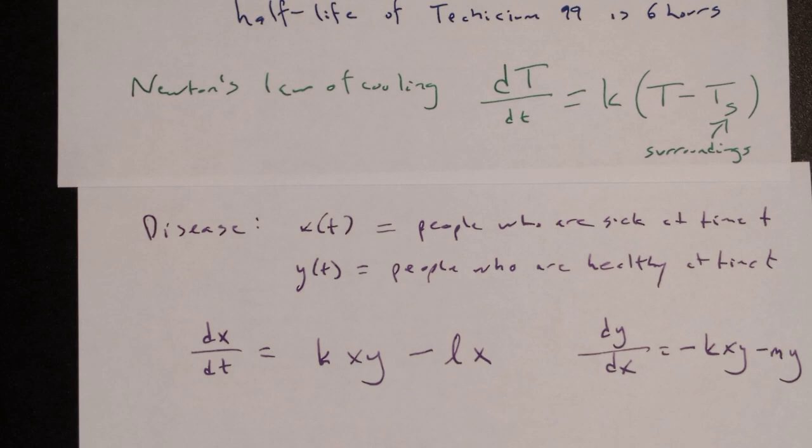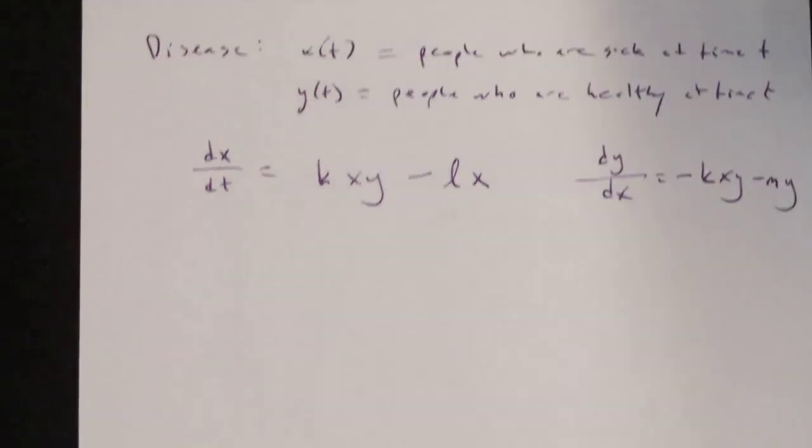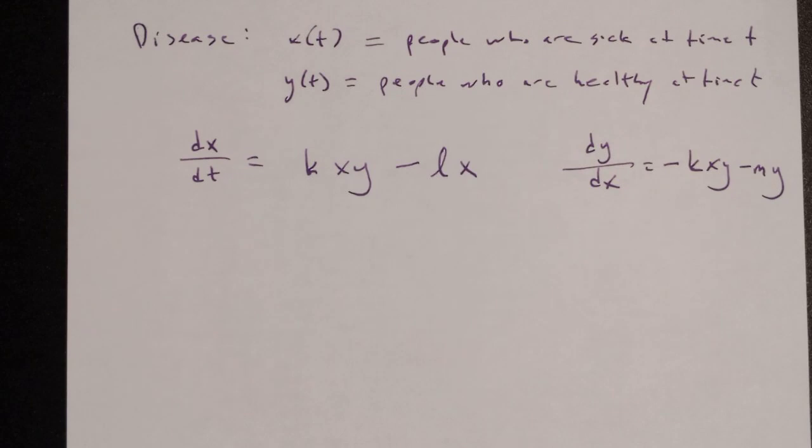But this is a system of differential equations. If we have a closed population, nobody from the outside comes in, nobody from the inside goes out, it's just this group of however many people, well, then x plus y should be equal to 1 because that accounts for everybody. And then I could say that dx/dt is negative dy/dt. I'm sorry, I wrote dy/dx. That should be dy/dt.